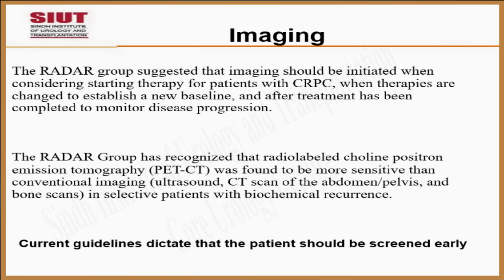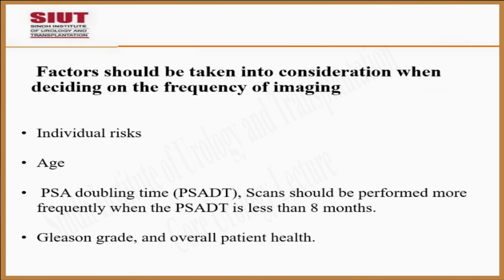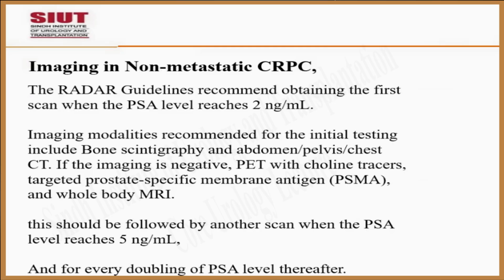Current guidelines dictate that the patient should be screened early. Factors to be taken into consideration when deciding on the frequency of imaging are individual risk, age, PSA doubling time, Gleason grade, and overall patient health. Scans should be performed more frequently when the PSA doubling time is less than 8 months. For imaging in non-metastatic CRPC, the RADAR guidelines recommend obtaining the first scan when the PSA level reaches 2 nanogram per milliliter.